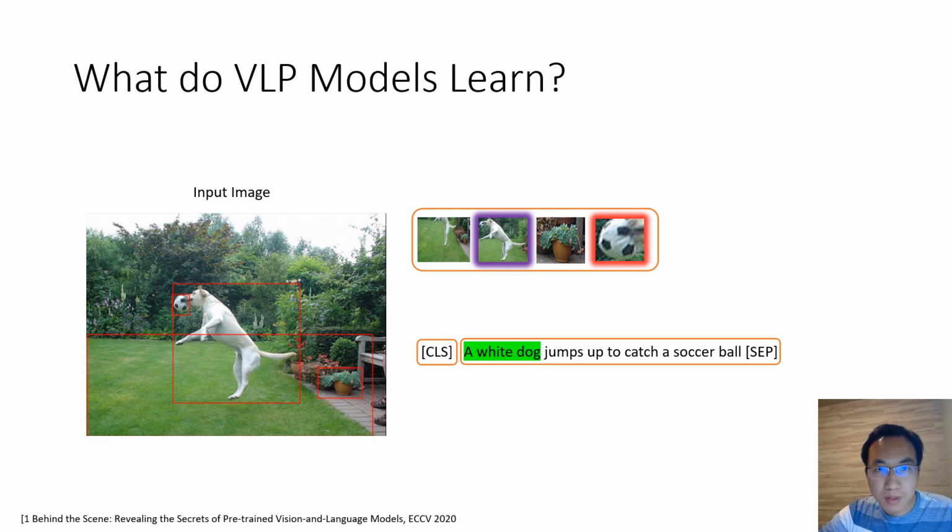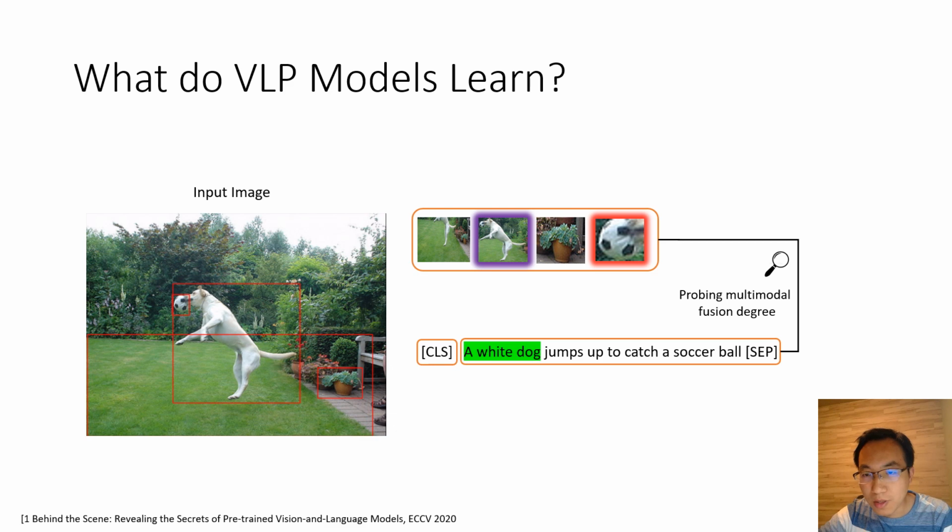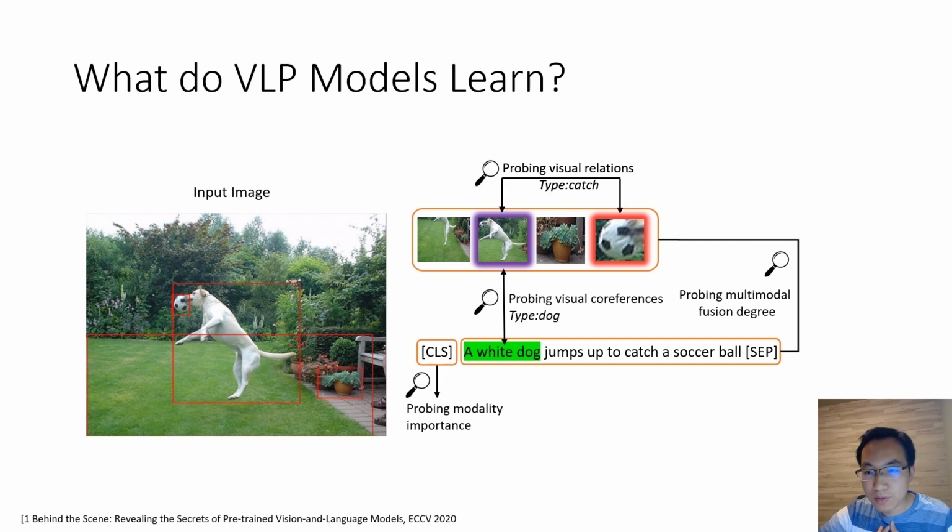Our VLP model has been very successful. So what have these kinds of models learned? In this ECCV paper, the authors do a careful probing analysis. What they try to do is the following. First, they probe the multimodal fusion degree. They also probe the modality importance through the CLS token. They also probe visual coreference and visual relations. At last, they also want to see how much linguistic knowledge has been encoded in the VLP pre-trained model.